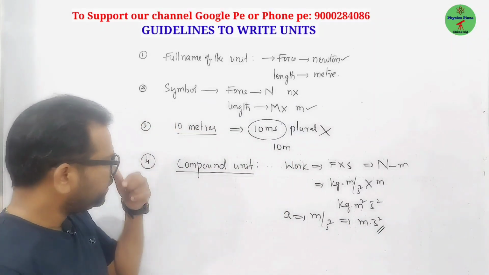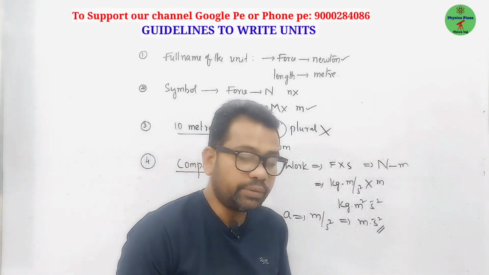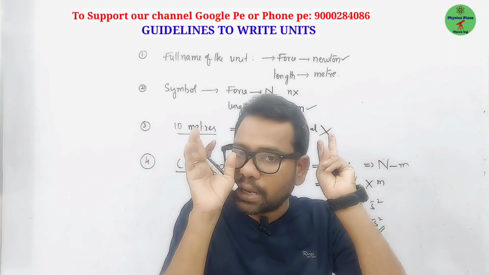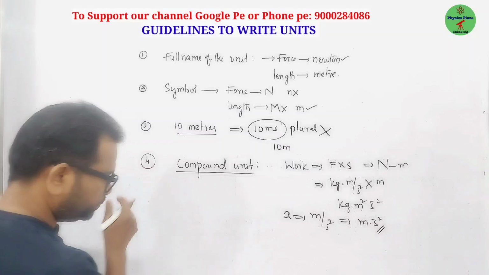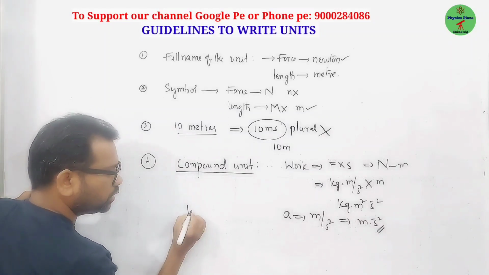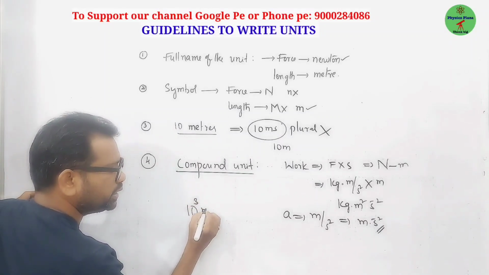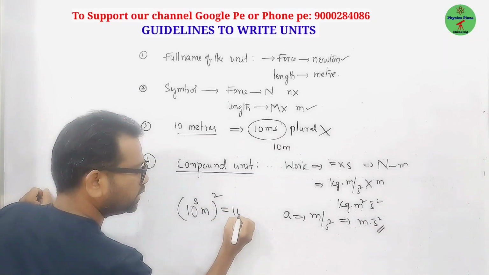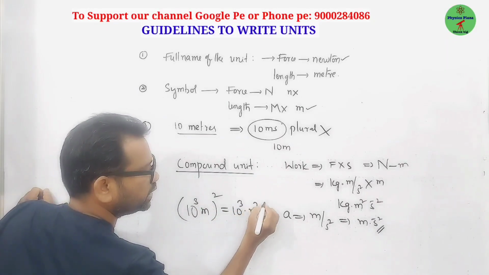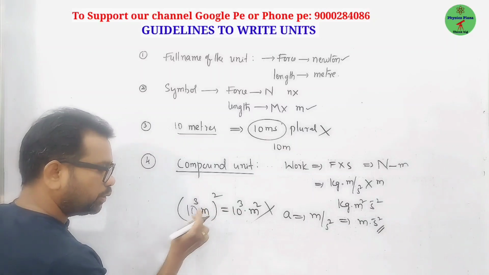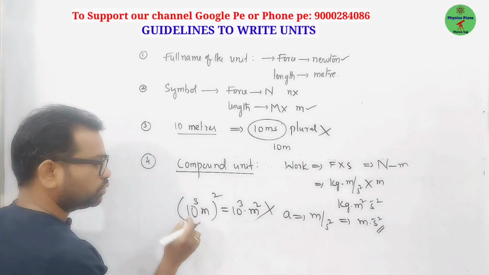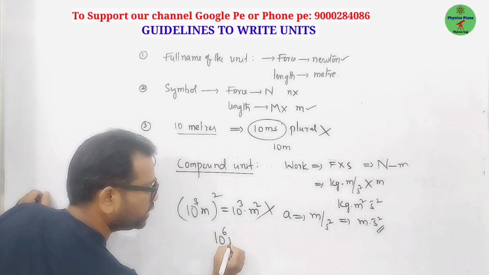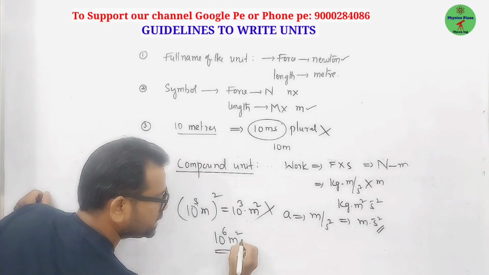Okay, fine. And especially when we are writing the compound unit, whenever you are doing a square and a cube, students will commit some mistakes. For suppose somebody is writing 10 power 3 meter, whole squared. Some students will write 10 power 3 into meter square. It is wrong. This square is applicable to this 10 power 3 also. So this can be written as 10 power 3 into 2 is 6, 10 power 6 meter square. It is accepted.